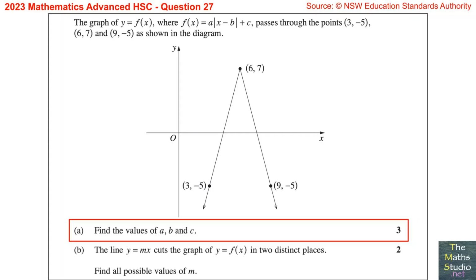Question 27. The graph of y equals f of x, where f of x equals a times the absolute value of x minus b plus c, passes through the points (3, -5), (6, 7), and (9, -5) as shown in the diagram. Part A. Find the values of a, b, and c.